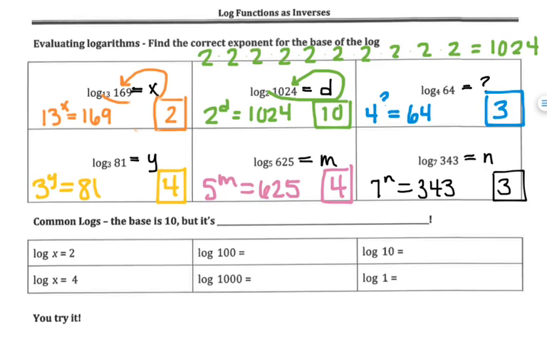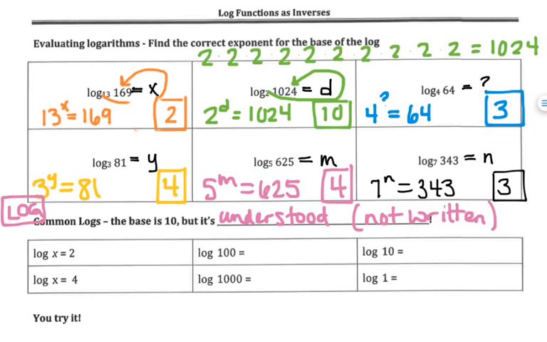Now, the last thing we need to discuss before you try some problems are common logs. In common logs, which is what your calculator has a button for, the LOG button is for your common log. In common logs, the base is 10, but it's understood, meaning that it's not written there. So we have to know that it's a base 10 even though we don't see it.